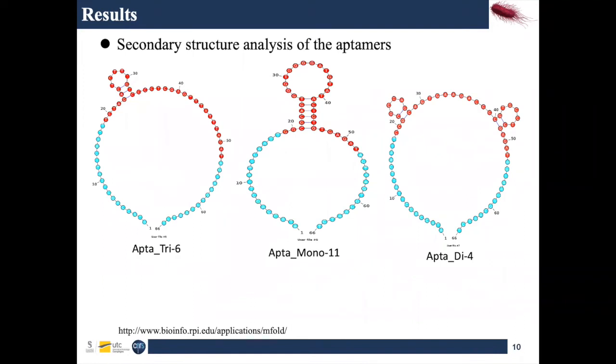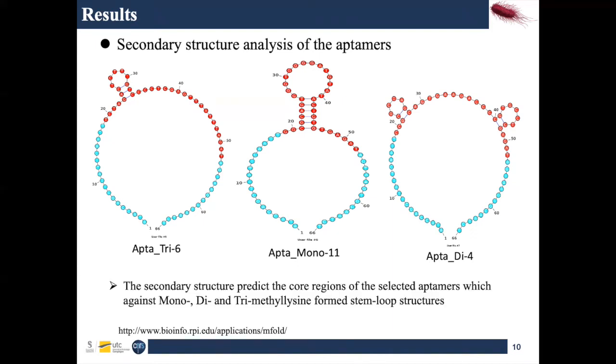To get more information on these selected aptamers and to further study the interaction of the selected aptamers and their specific target, we also did sequence structure prediction analysis by M-fold. As we can see, the prediction analysis showed that the core region of the selected aptamers, shown here the structures from Apta-36, Aptamono 11, and Apta-D4, tend to form a stem loop structure.